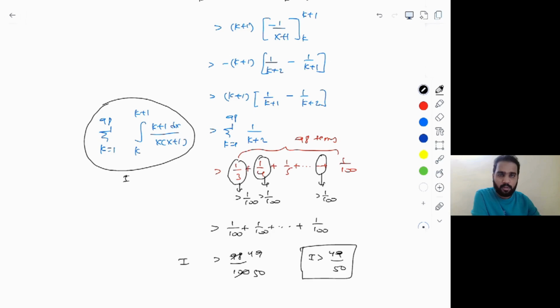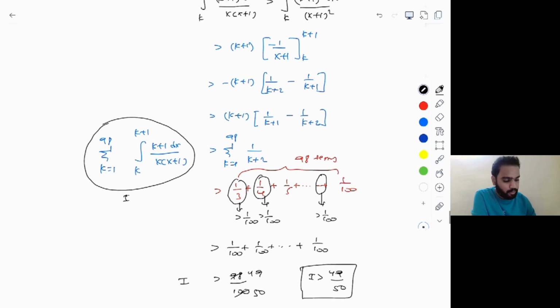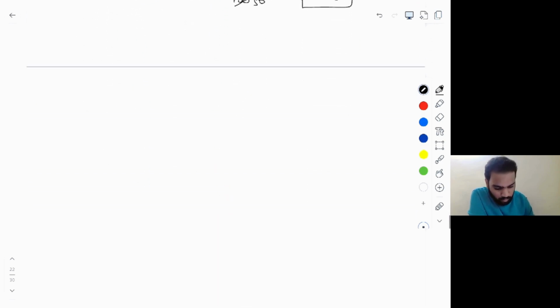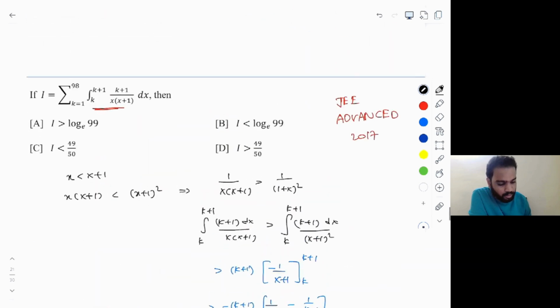Now, to create the upper bound, the trick I'm going to use here is, we know that x is greater than k because the integration limits are from k to k plus 1.